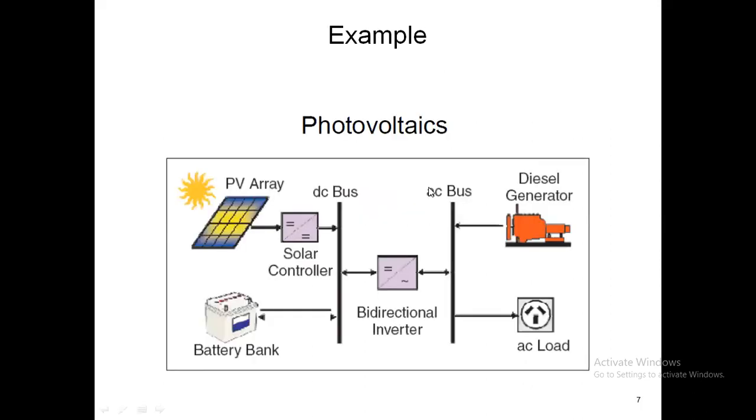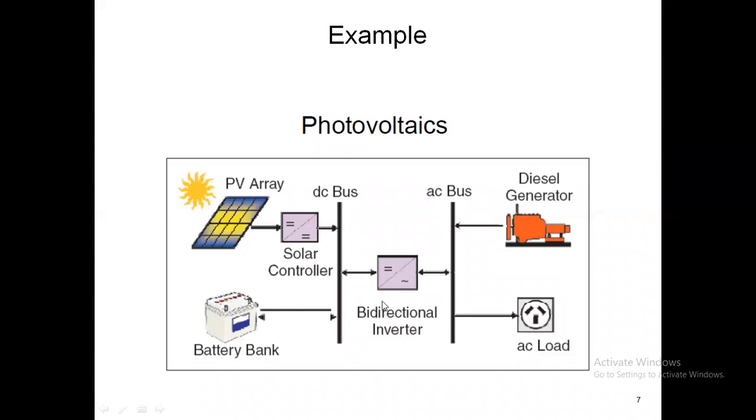So let us move further and see some examples of power electronics. Let us take the example of photovoltaics. You have a PV array by which you absorb energy from the sun, and you have to control that energy with some kind of controller. With this solar controller you will be controlling these parts. After that, this DC to DC power will be given to the battery bank, and the battery bank will be storing the electrical power.